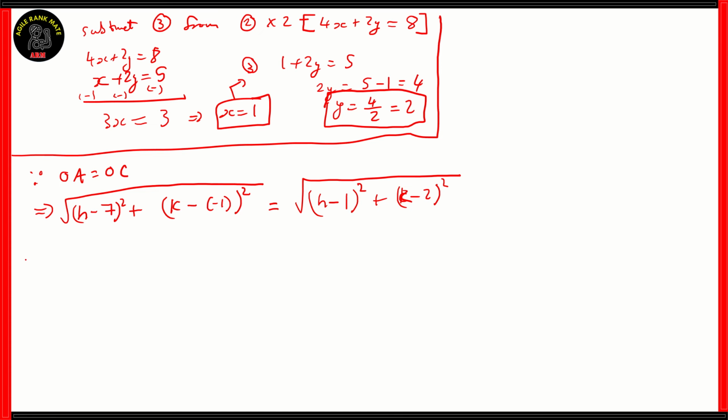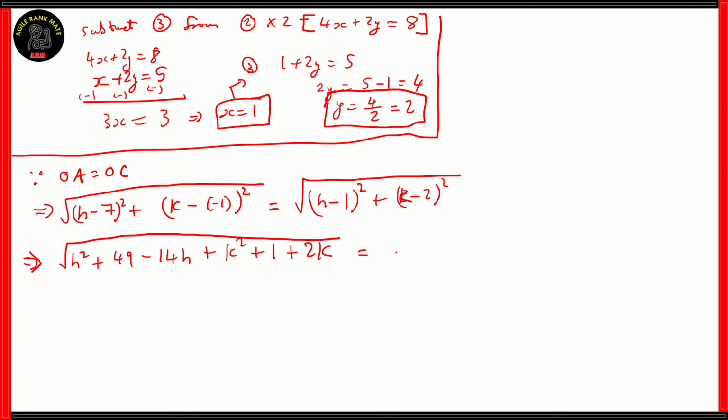So basically now, since we have variables, we'll have to obviously expand it in the form of (a plus b) the whole squared. So what we're getting is x squared plus 49 minus 14h plus k squared plus 1 plus 2k, because minus 1 times minus 1 times 2 times k gives you plus 2k. And all of these are still under the root.